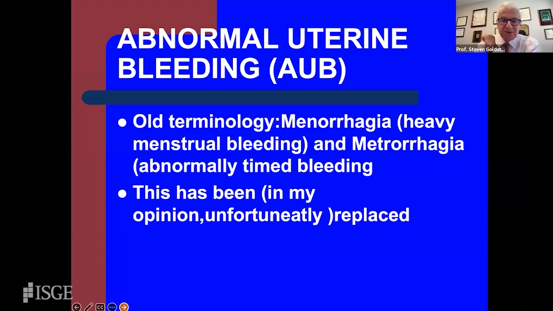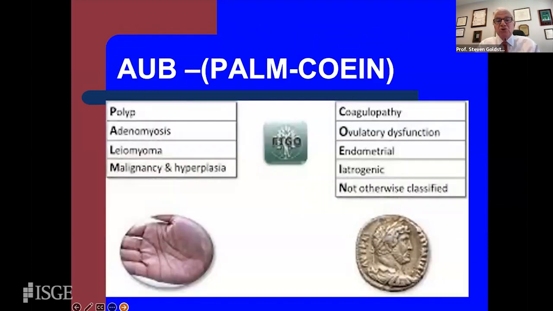So if we think about abnormal uterine bleeding, the old terminology, and hopefully in the question and answer I can go into this in more detail: menorrhagia was heavy menstrual bleeding. Metrorrhagia was abnormally timed bleeding. In my opinion, unfortunately, we have let go of these terms, because if a patient gives you a good menstrual history, they can be a very good clue to what the potential etiologies may be. But as you all know, this has been replaced with an umbrella term of AUB, or abnormal uterine bleeding.